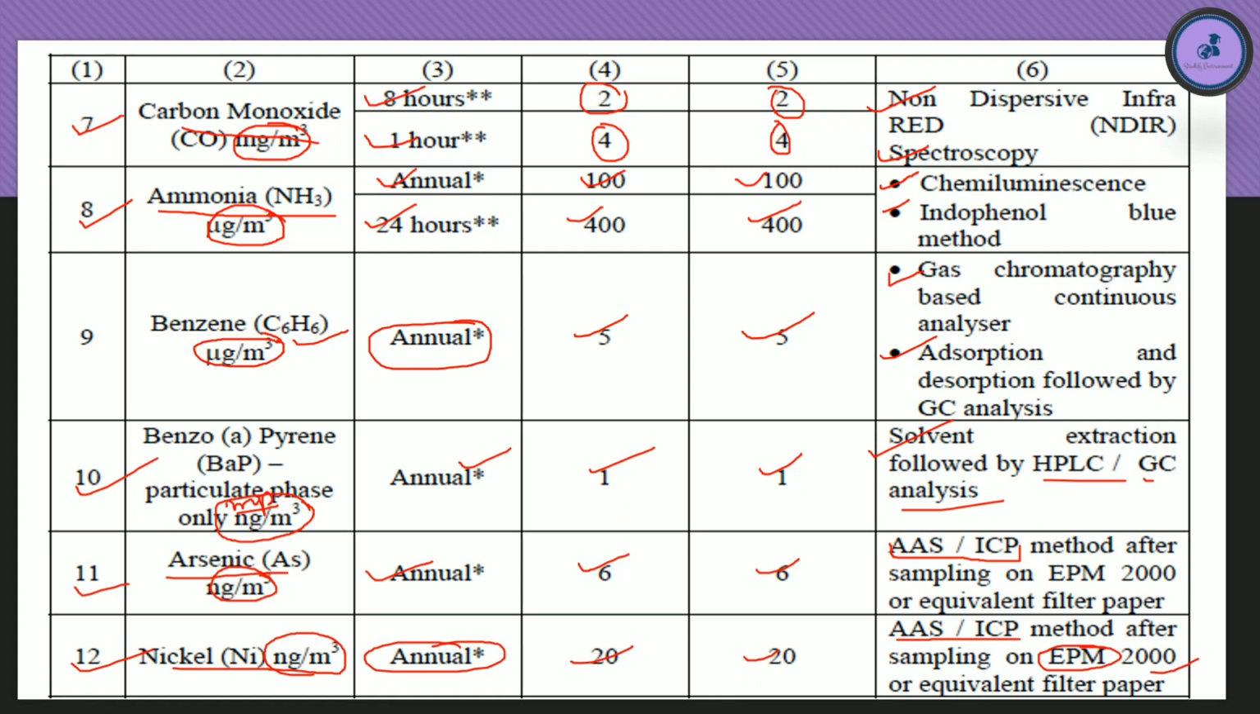We have learned about the 12 pollutants that are given by the Central Pollution Control Board.